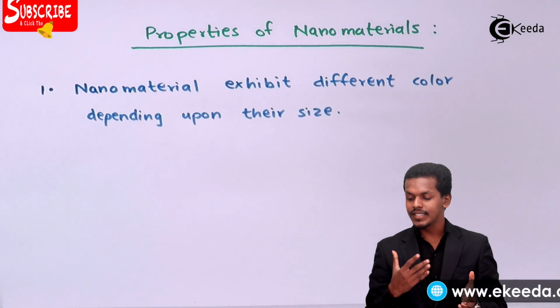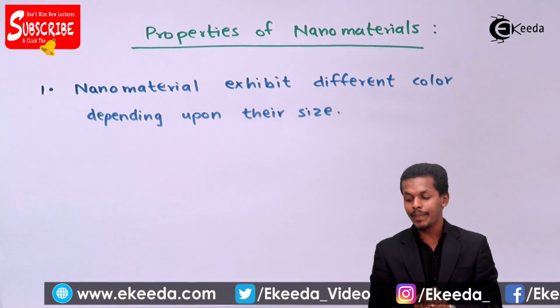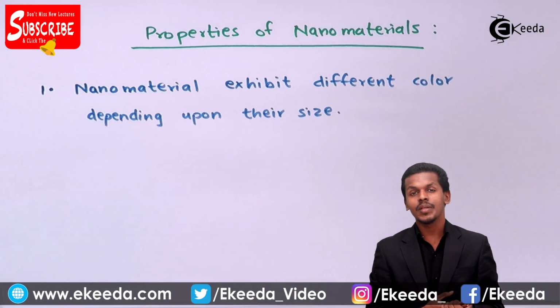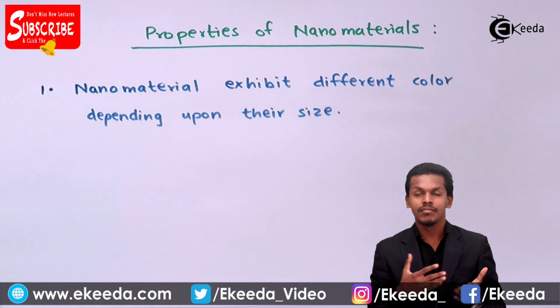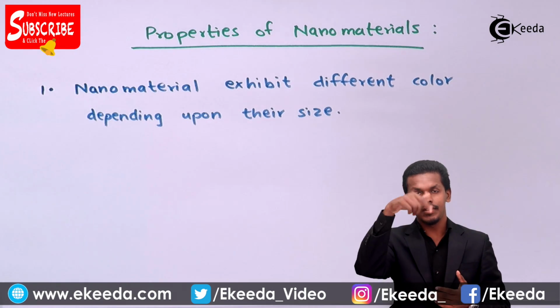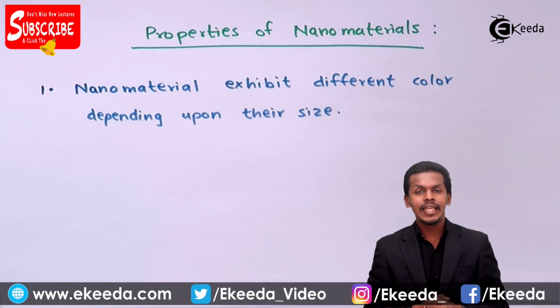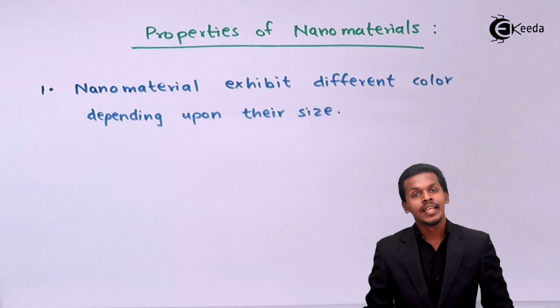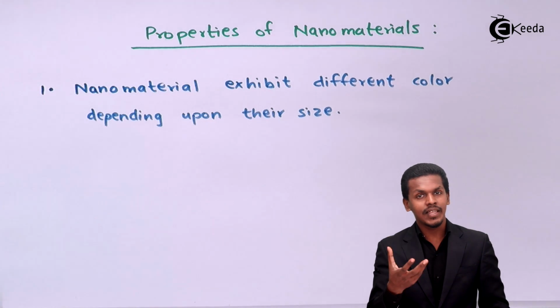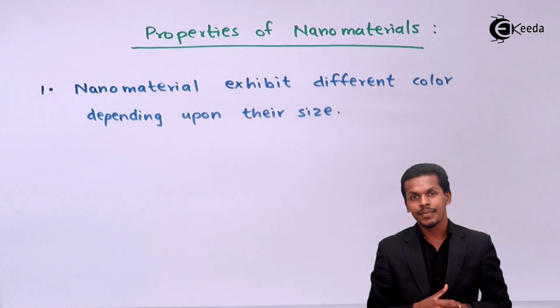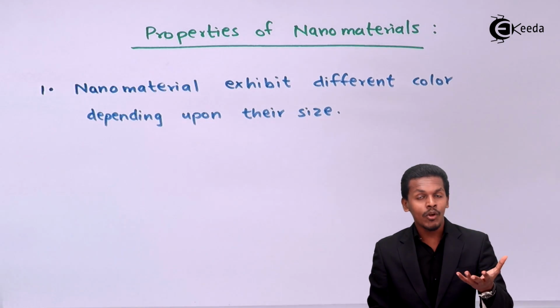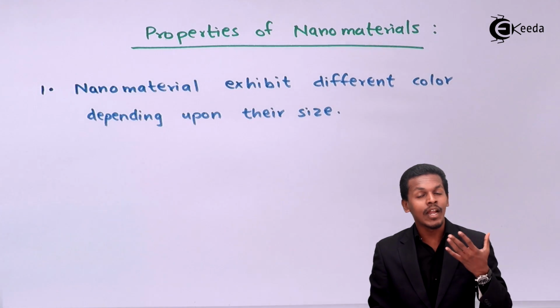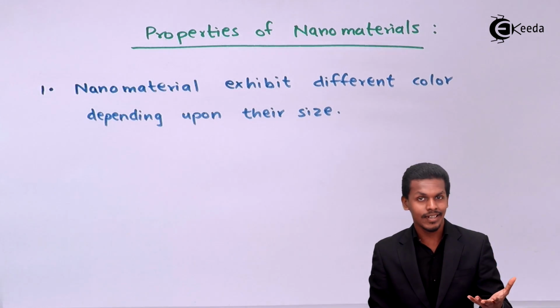So talking about the first one, nanomaterials exhibit different colors depending upon their size. For example, if we understand the nanomaterial of gold and a bulk of gold, we know clearly that bulk gold is yellow in color. But talking about the nanoparticles of gold, they are basically red in color.